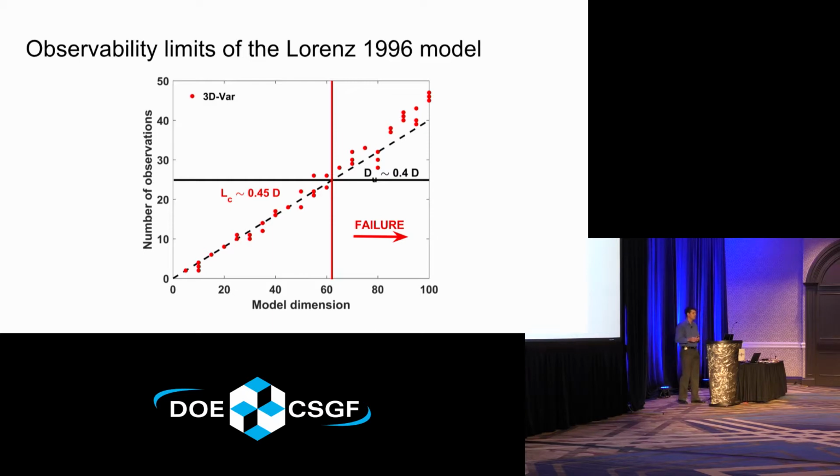It also turns out that this threshold of 40 to 50% observation coverage is specific to 3D-Var methods, which suggests the question of whether this requirement can in fact be reduced. And the answer is that it can, for instance, using a related method known as 4D-Var.